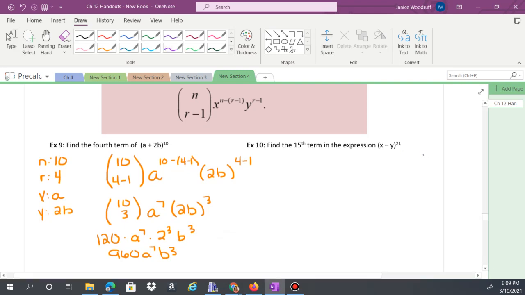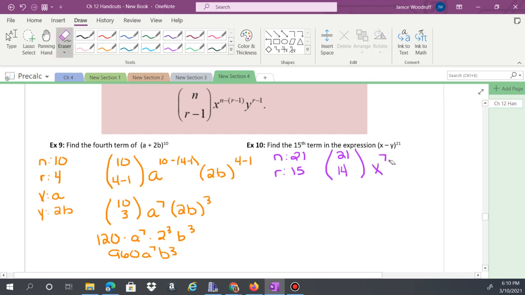So we can follow that also here. So find the 15th term in the expansion x minus y to the 21st. So there your n would be 21. Your r would be 15. Your x would be x and your y would be y. Follow that. So you have, let's see, 21. And then r minus 1 is going to be 14. And then you have your x to the 21 minus 14, so 7.